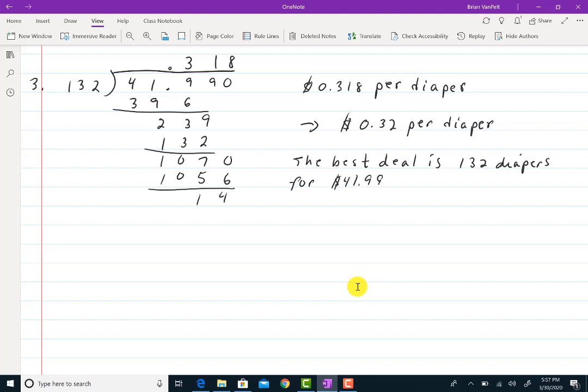$41.99. Now I should warn you, it's not always the case that the biggest quantity is always the cheapest. Although it usually is, it's not always the case. Sometimes they do run weird specials, and you have to be on your game to determine if they have made the largest size the cheapest one or not. Let's take a look at another one.